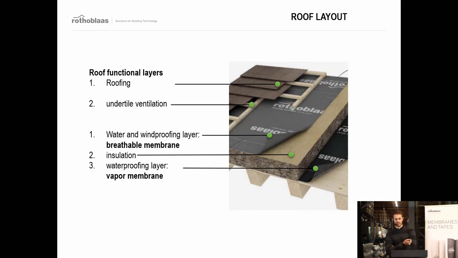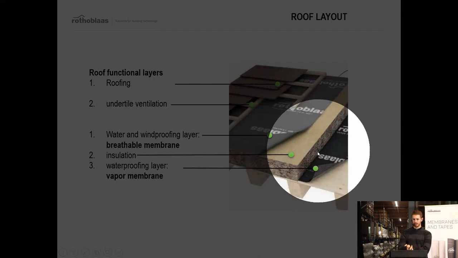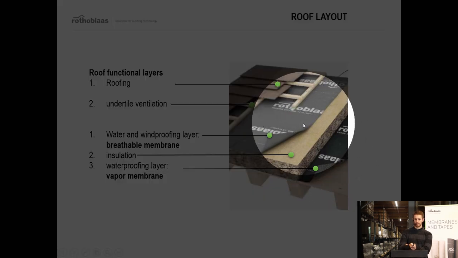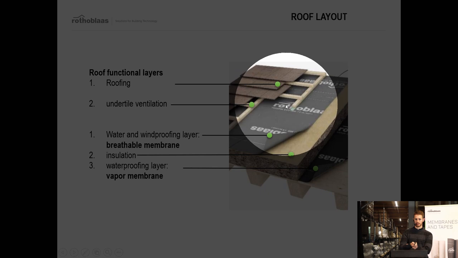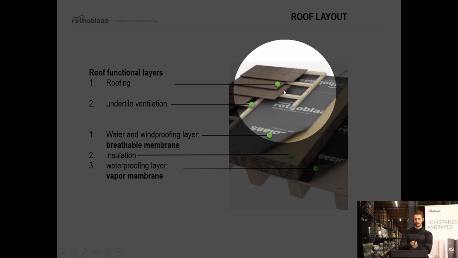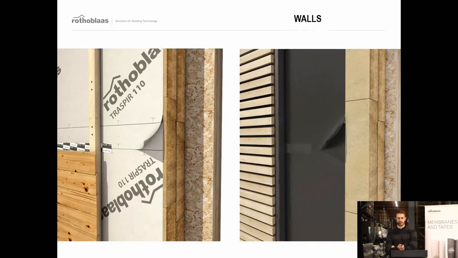So that's just an example of how a roof build-up would have to look. You can see that on the inside, on the warm side of our insulation, we have our vapor control layer. We have, of course, the insulation, which is very important. And on the outside, we have a breathable membrane. And it's important as well to have ventilation, if possible. And then, of course, the finishing layer, or the tiles or the roofing that we have to finish it up. And that's another example for a wall.